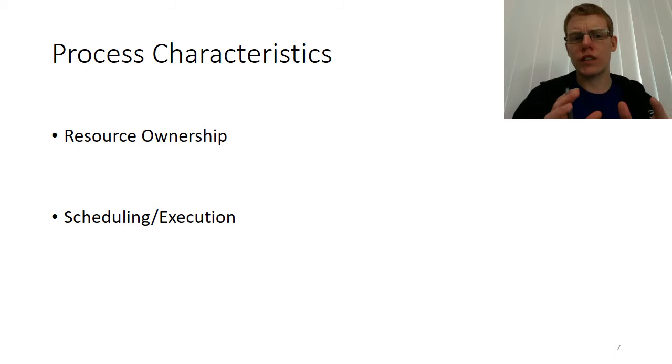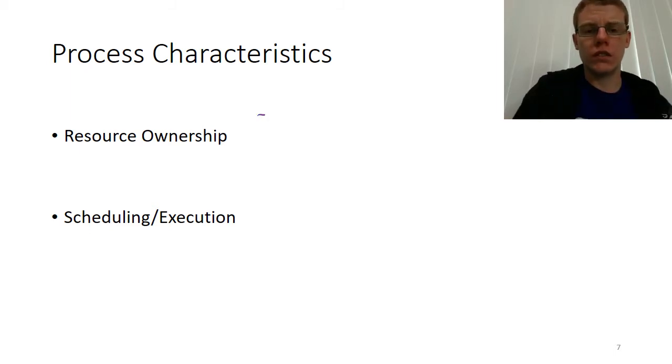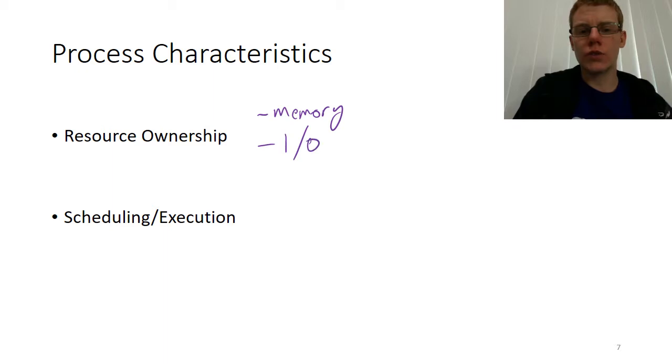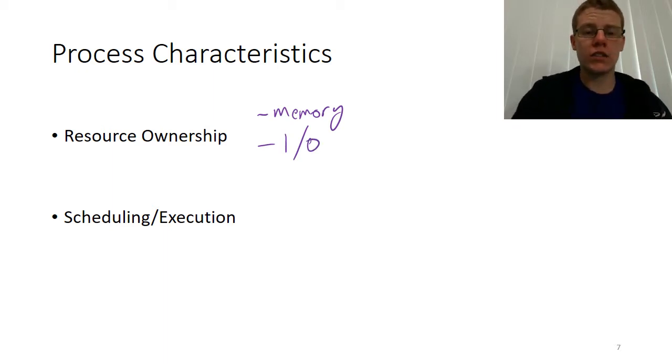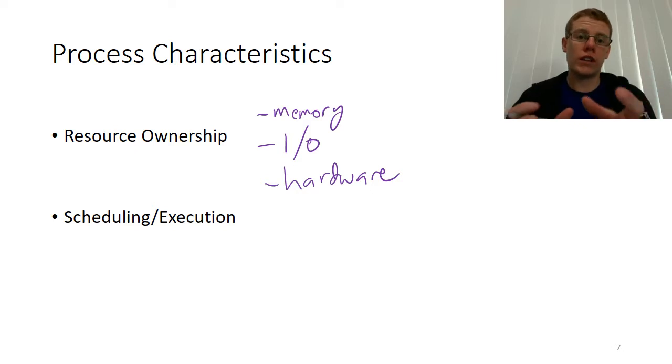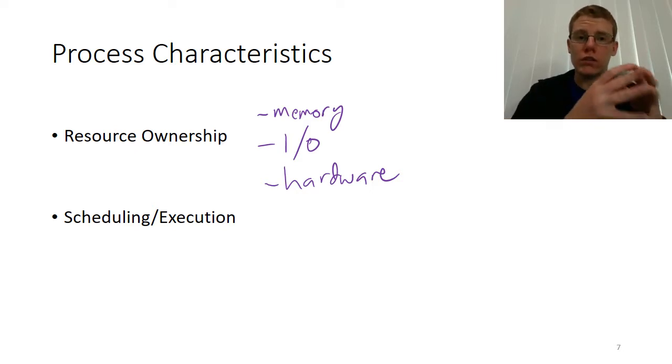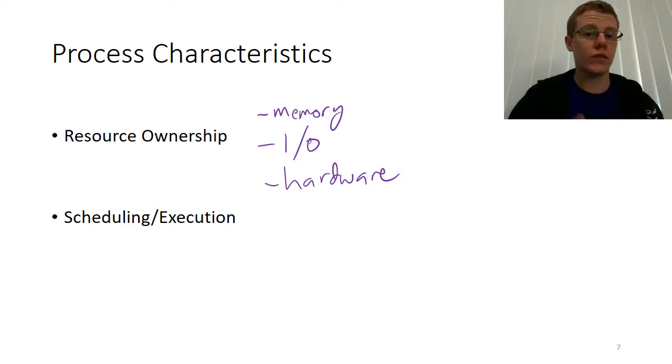We can consider a process in terms of its resource ownership, so what memory it has been allocated, since it will need memory to run, other resources it's been allocated, such as I/O devices that it might have exclusive access to. There might be other hardware resources that a process has. And we can consider, as far as the operating system is concerned, one aspect of a process is what resources belong to that process. And we'll go over this concept in a lot more detail throughout the remaining lectures.